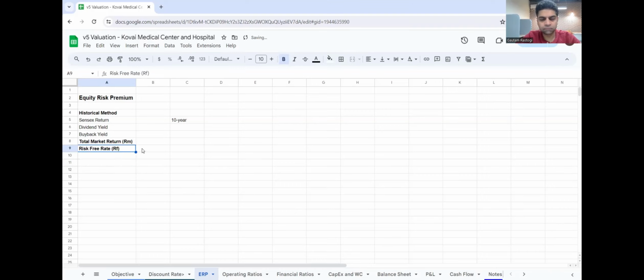Okay. All right. So equity risk premium would be your RM minus R. That's the premium that you make over your risk-free rate. Okay. All right. So let's first, the total market return, let's see where do you get the Sensex return.